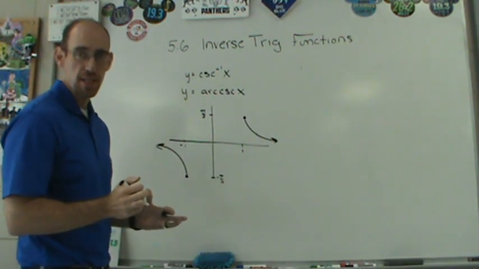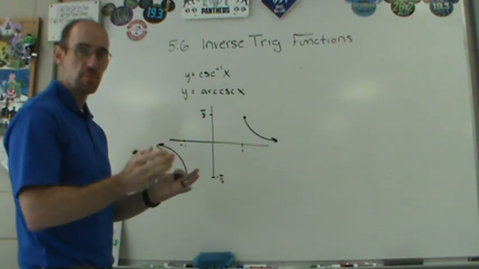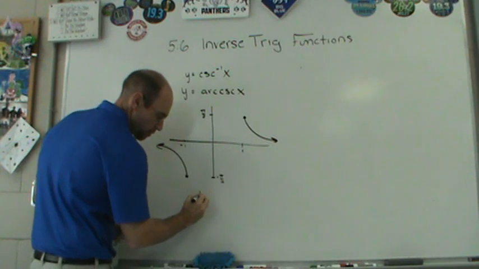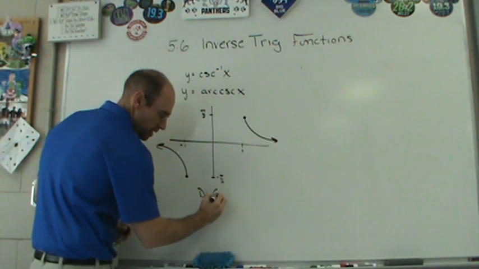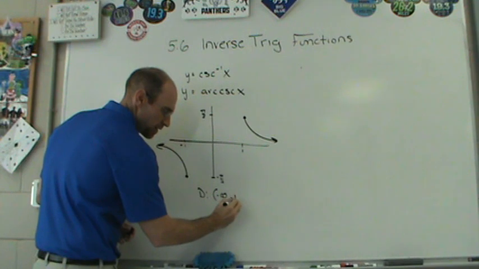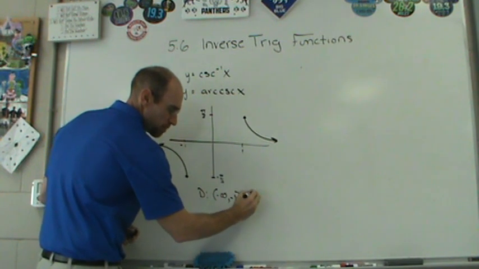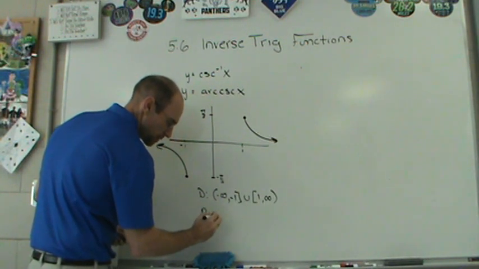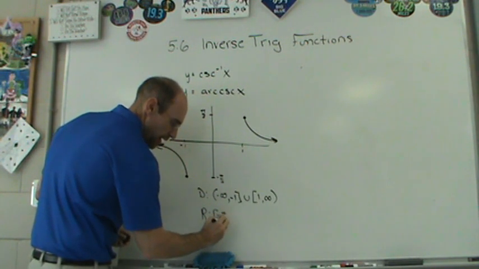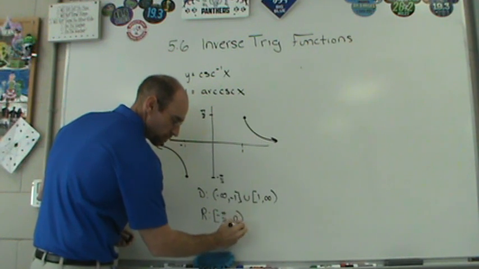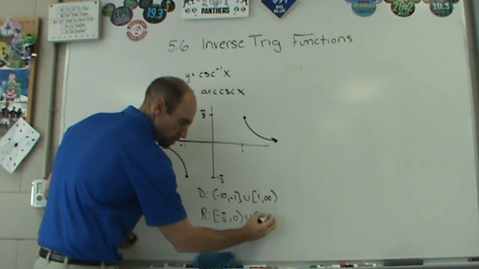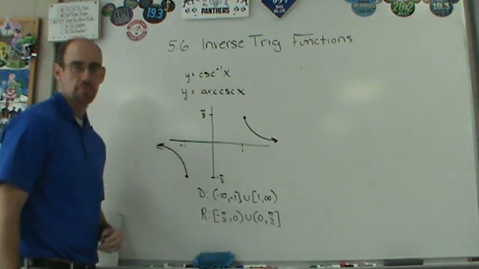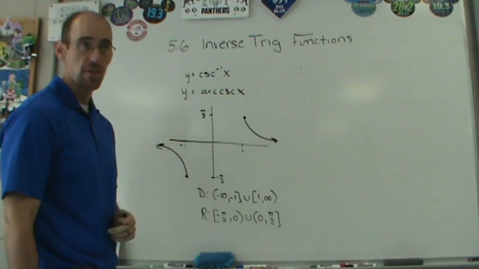If you think about what cosecant looks like, it's a bunch of u's. Well, imagine splitting that and then turning them out, or turning it sideways. For our domain for this one, it's going to be negative infinity to negative 1 with a bracket, union bracket 1 to infinity, and our range is going to be a bracket negative pi over 2 to 0, parenthesis, union 0 to pi over 2 with a bracket. So there's our domain and range for that one.